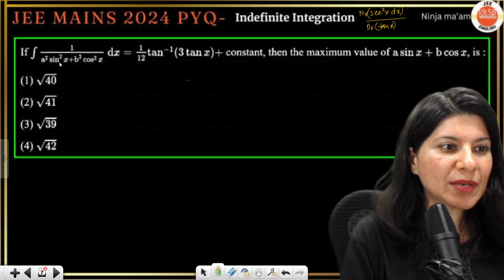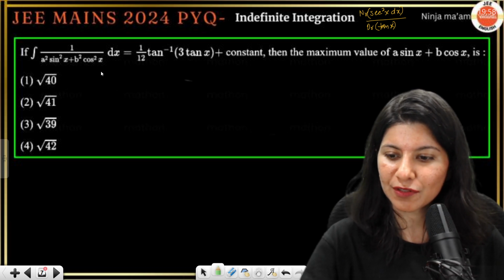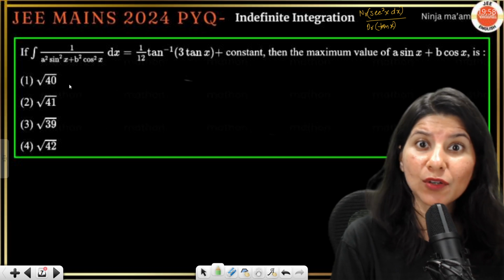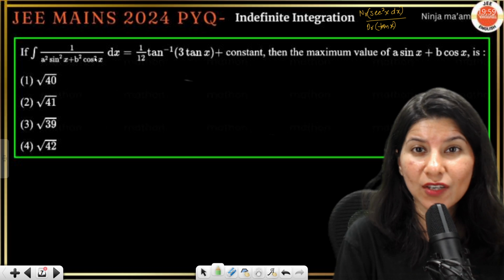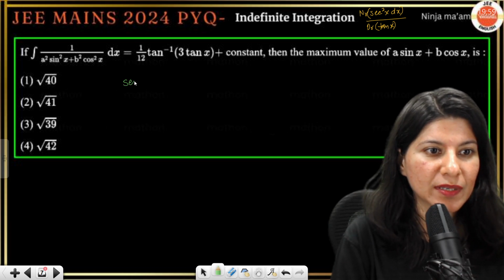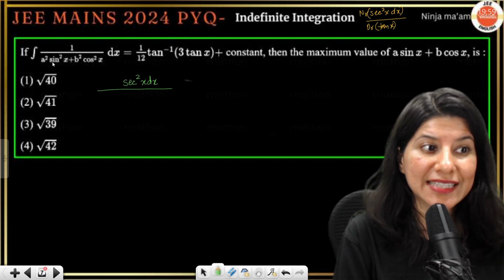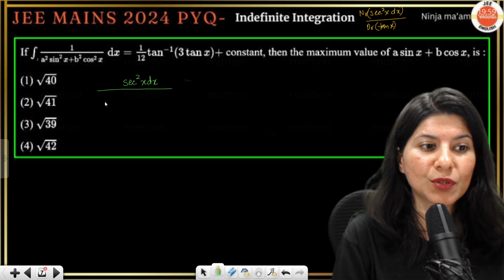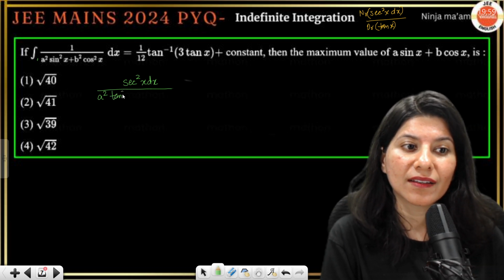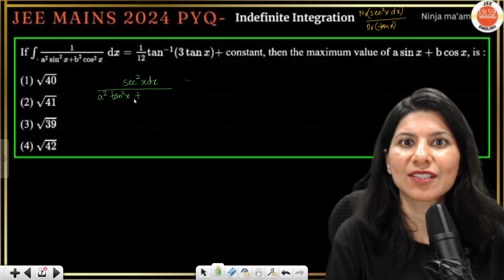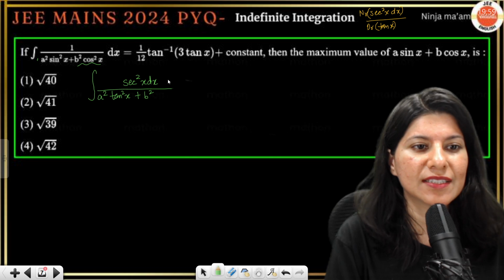So, 1 upon a square sine square x plus b square cos square x. How to solve it? First of all, I'm going to take cos square x common, or you can say multiply numerator and denominator by sec square x. It is going to become sec square x dx because I want sec square x over here. If I multiply sec square x in the denominator, I get a square sine square into sec square, that means sine square by cos square, so a square tan square x. Basically we are dividing by cos square, and this is plus b square, integral dx.